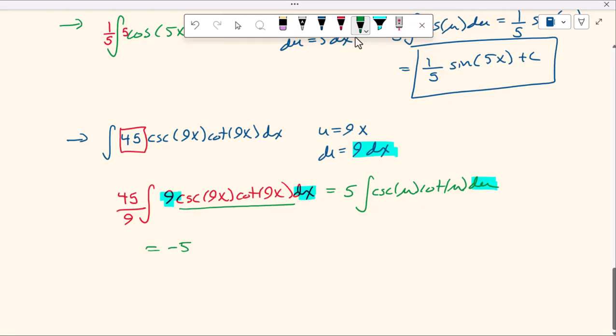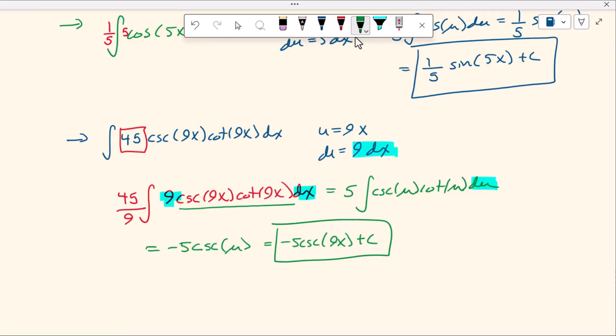And of course I have to drag that 5 along. But my u was 9x, and there's my plus c. So you might say, okay, where did the integral of cosecant cotangent turn into negative cosecant?